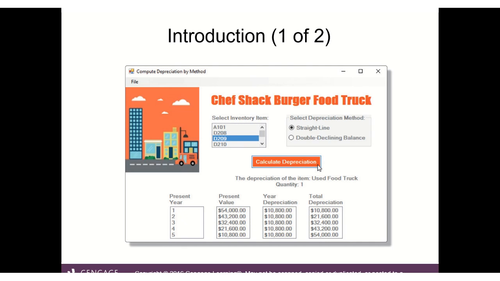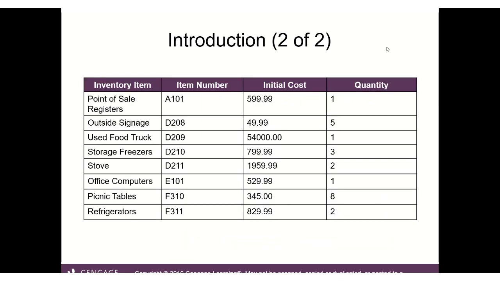There are two different methods of depreciation: straight line and double declining balance. Look at the lab for more details, but basically this will be our chapter project to illustrate our concepts in this chapter.